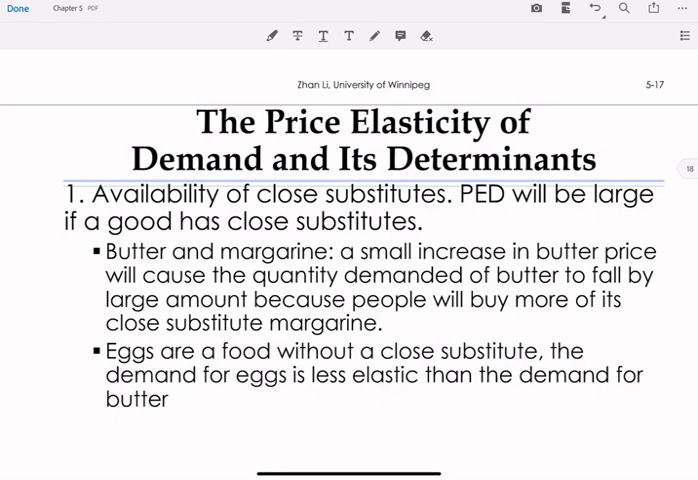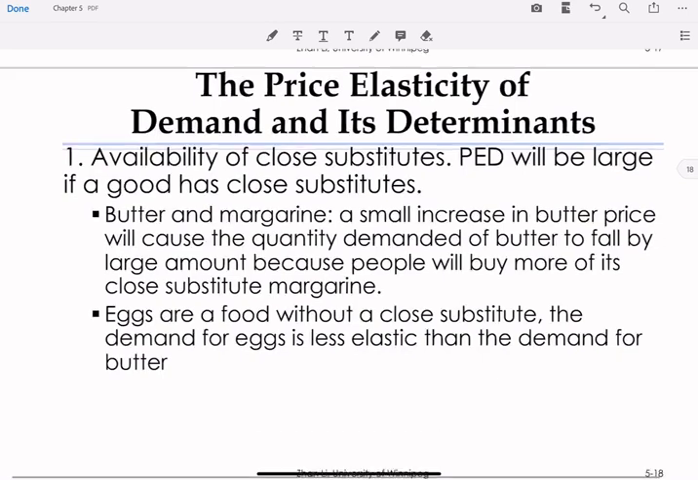We could also talk about eggs, and we have seen that eggs have a very small elasticity of 0.1. So why is this the case? Well, because you don't really have a close substitute for eggs, right? At least for me, I cannot think about a close substitute. So you can imagine that even if the price of eggs changes, your consumption will only change a little bit. In this case, the elasticity for eggs will be small.